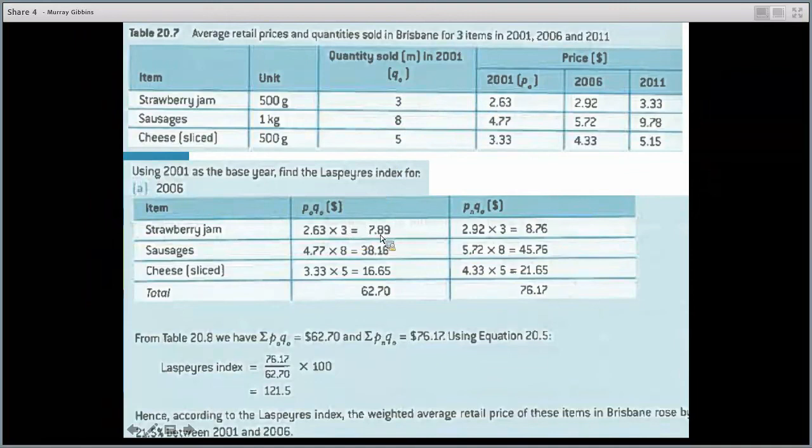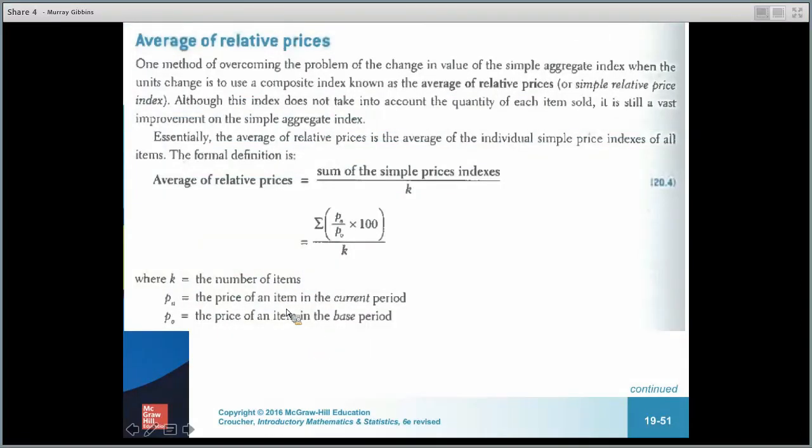This is using Laspeyres. And then the same sort of deal with the base period: $2.63, price in the base period, times quantity in the old period, quantity in the base period, multiply it out. $4.77 times 8, $3.33 times 5, multiply it out, add it up, and get the sum of those two, 76.17 divided by 62.70, multiply by 100, we get a Laspeyres index of 121.5, showing a 21.5% increase with these products between 2001 and 2006.